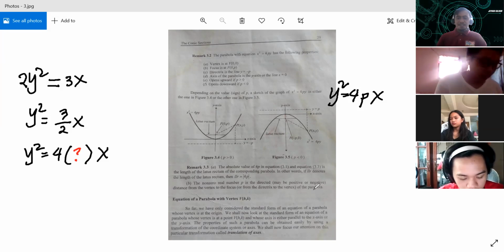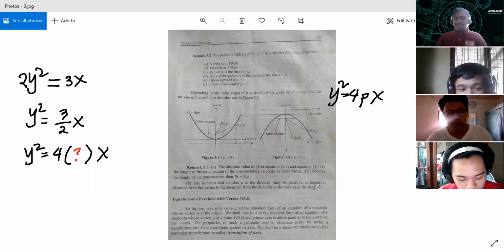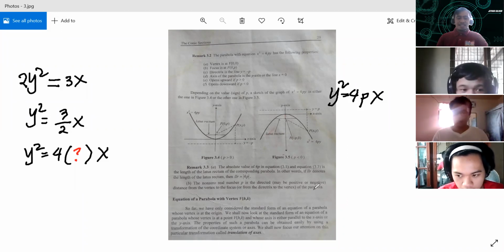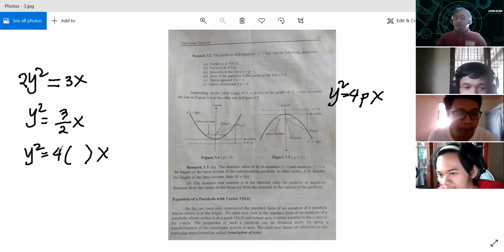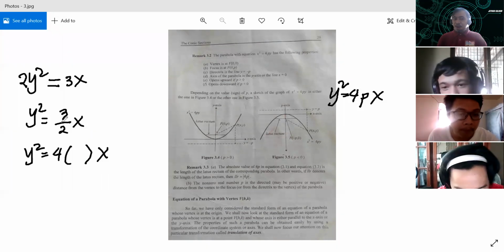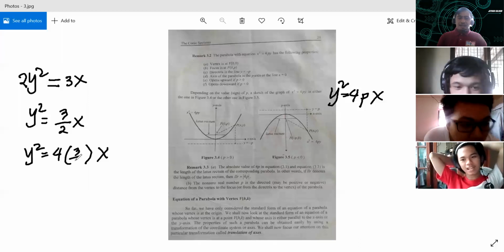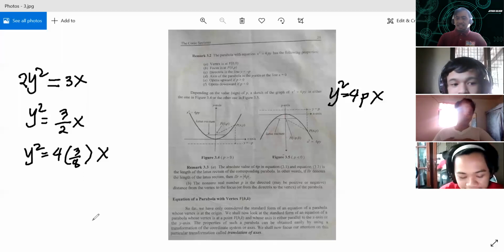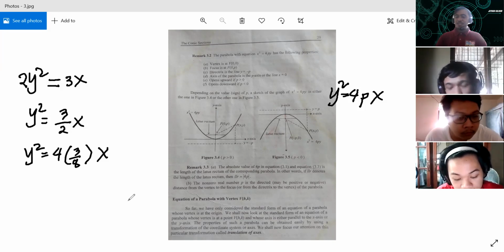3 over 8, sir. Very good. How did you get it? I divided 3 over 2 by 4, sir. Then the answer is 3 over 8. Good idea. Very good. Since you multiply by 4, you also divide by 4. Do you get it? The 3 halves, when divided by 4, becomes 3 over 8.